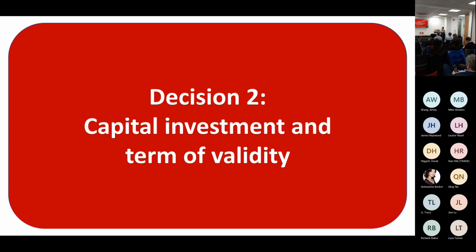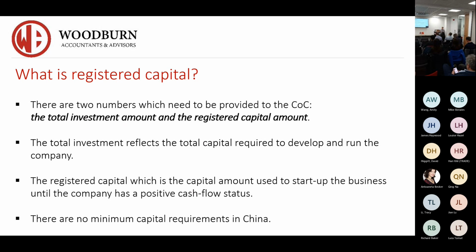Now, decision 2, based on structure, is the capital investment and the term of validity. Again, financial resources, all right? The terms I want you to know are total investment and registered capital. Registered capital is what you put into the company physically as capital. Total investment is a ratio percentage, which according to the current foreign investment law states that you don't need to provide this, but in the application you actually do have to provide this. So you have to be aware of what that ratio number is.